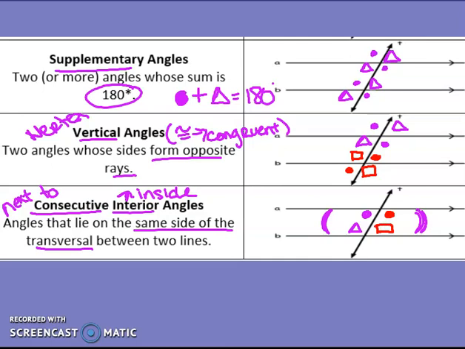Consecutive interior, because they are next to each other, these are going to add up to 180 degrees. So in this case, my circle plus my triangle equals 180. And then my circle plus my square equals 180. This is one of the very few angle types that is supplementary. We know vertical is congruent, alternate interior is congruent, alternate exterior is congruent, and corresponding are congruent.